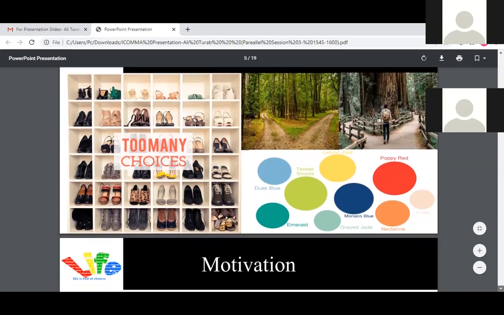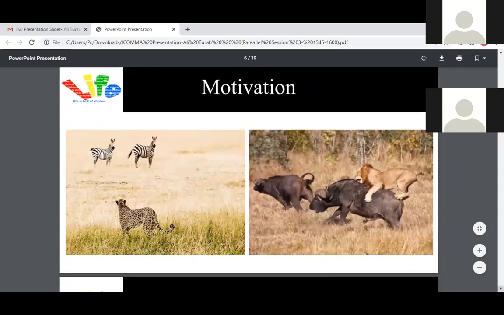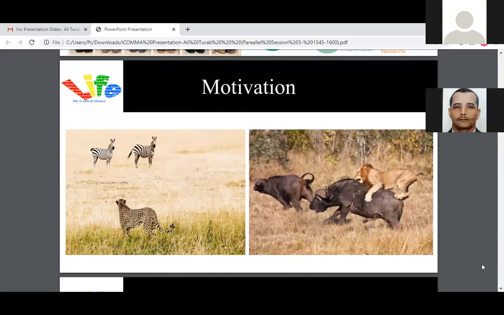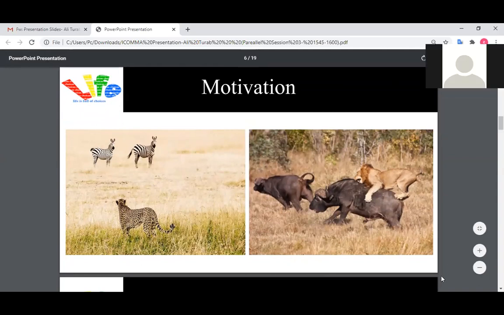Next, please. This phenomenon also exists in the life of animals. We can see in animals' lives, animals also have choices. For example, in the following picture, you can see that a lion has 2 choices to eat.